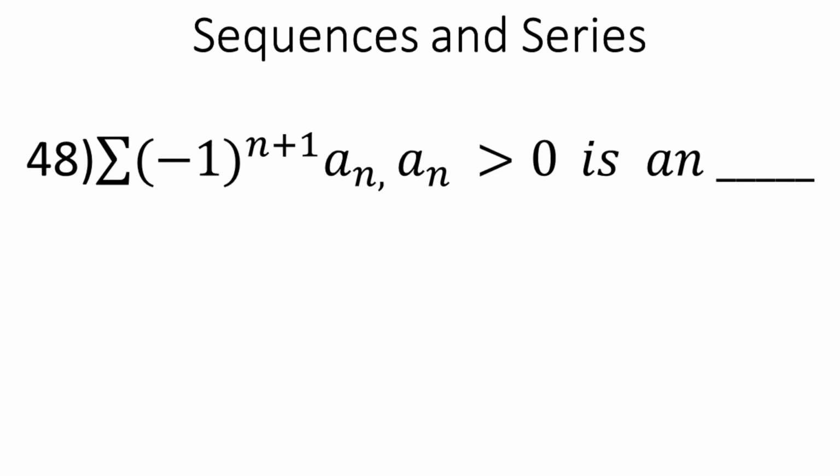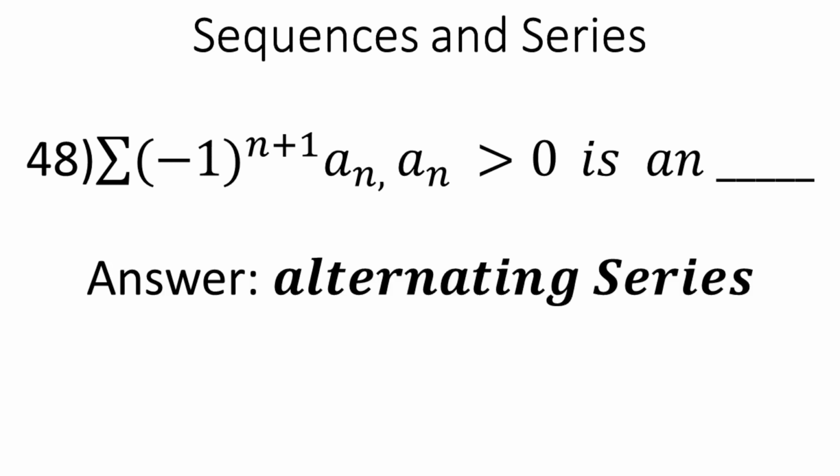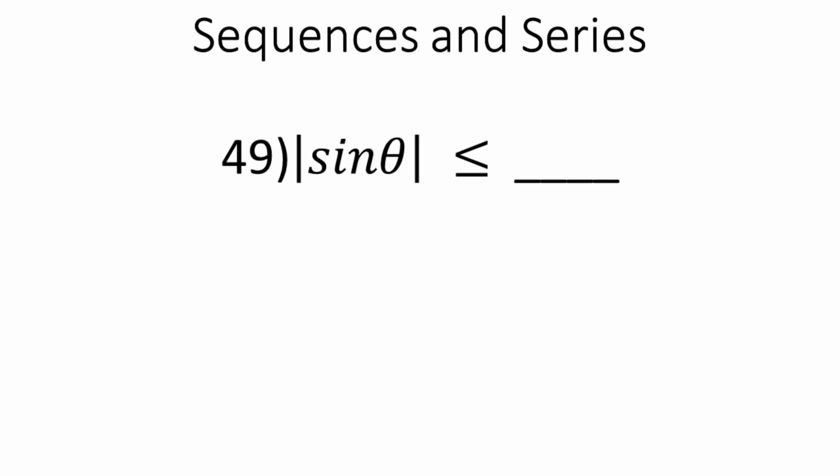Question number 48. Summation minus 1 power n plus 1 into an, where an greater than 0 is dash. So clearly this is an alternating series. The answer is alternating series. Question number 49. Modulus sin theta always less than or equal to 1. So answer is less than or equal to 1.